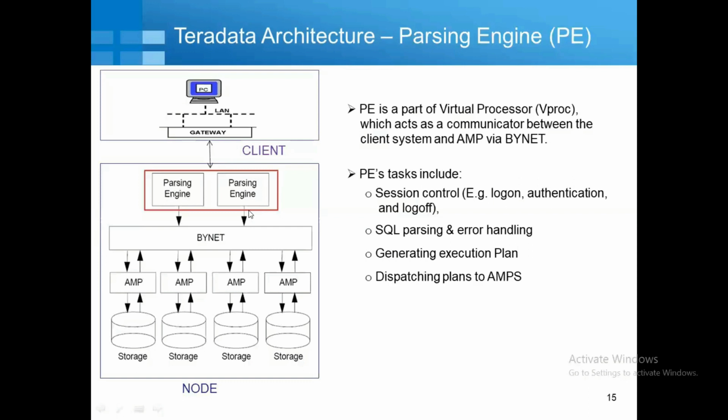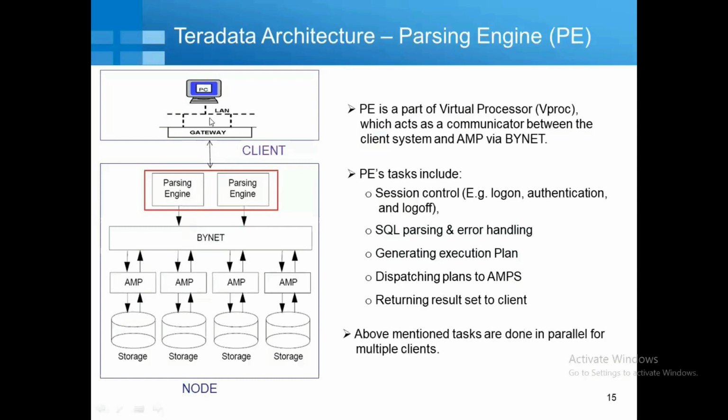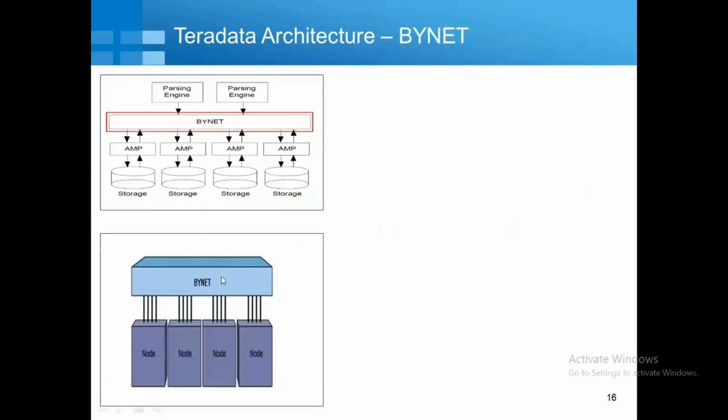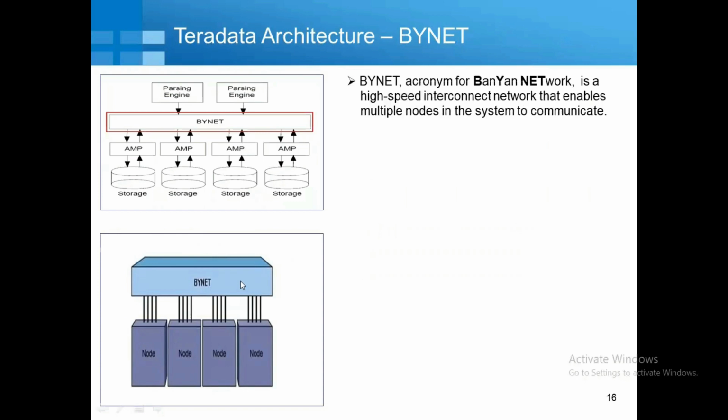Then it dispatches that query to an AMP. Whatever query we pass, it will dispatch to the particular AMP. Then it will proceed with the result set to the client. So this is the functionality of the parsing engine. Got it? Then the Binet. Binet is like a Banyan network.